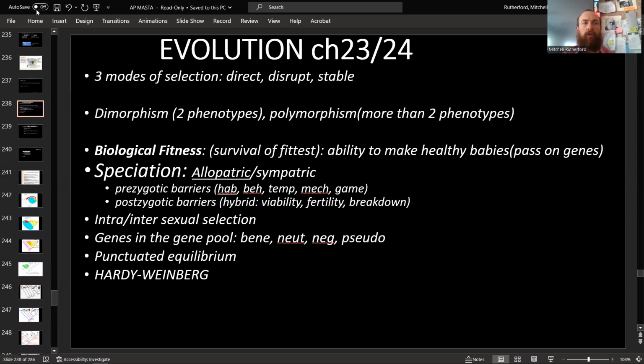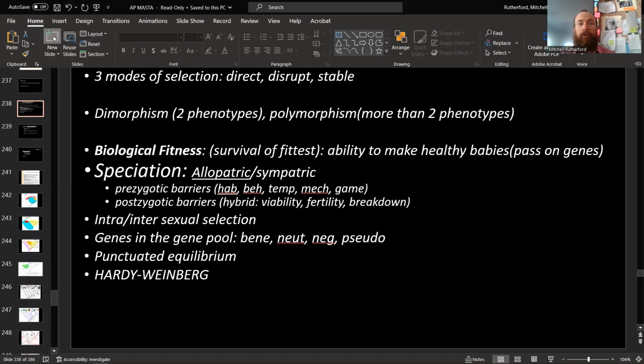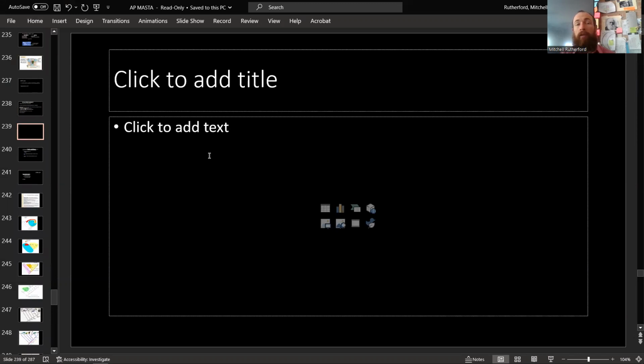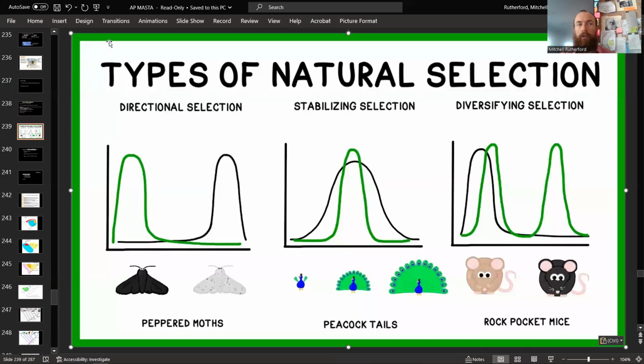Your directional selection is going to be moving in a particular direction. So that means maybe there's an advantage to being tall, and so all of the individuals are going to start becoming more and more tall. That's what you see over here with the moths, is that moths were all gray, right? And then they moved in a different direction of being all black.